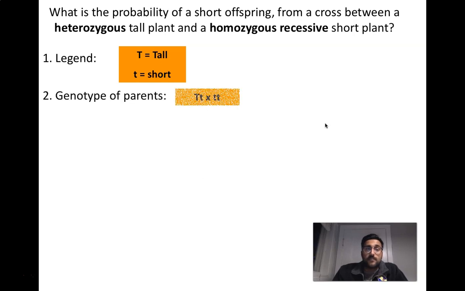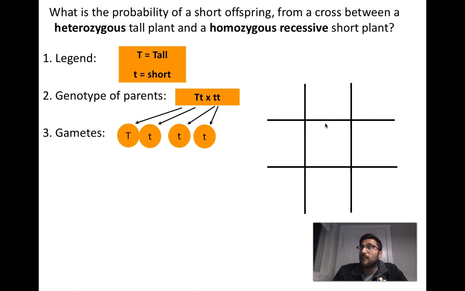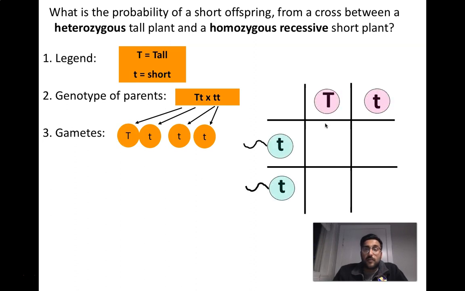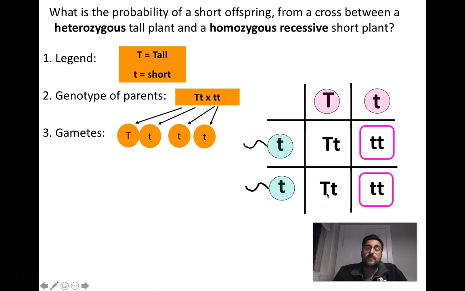Okay, here's the solution. So you're going to write your genotypes, write out your gametes, fill in your Punnett square, complete your Punnett square. So top down, left in, top down, left in, top down, left in, top down, left in. Always write the dominant trait first. Two of these guys are going to be homozygous recessive. Two of these guys are going to be heterozygous.